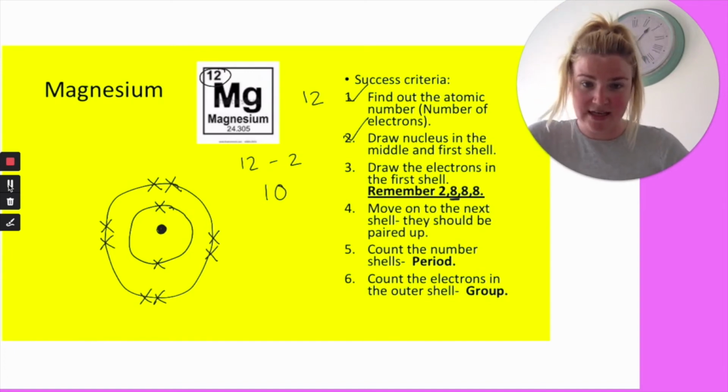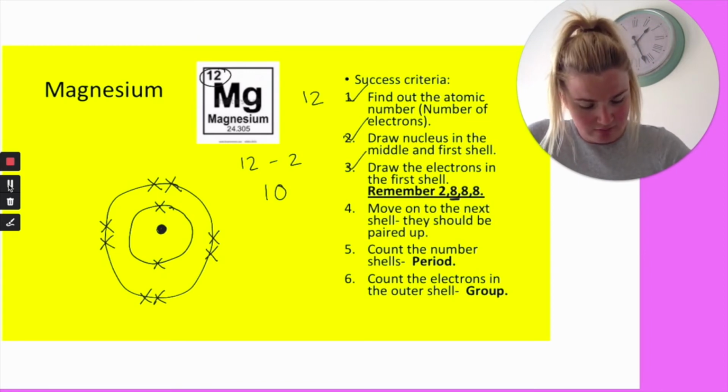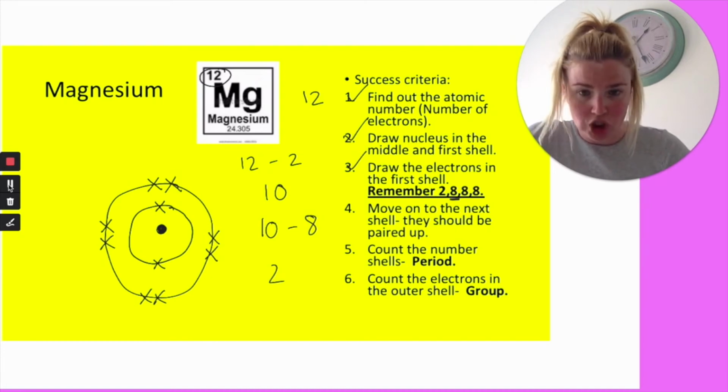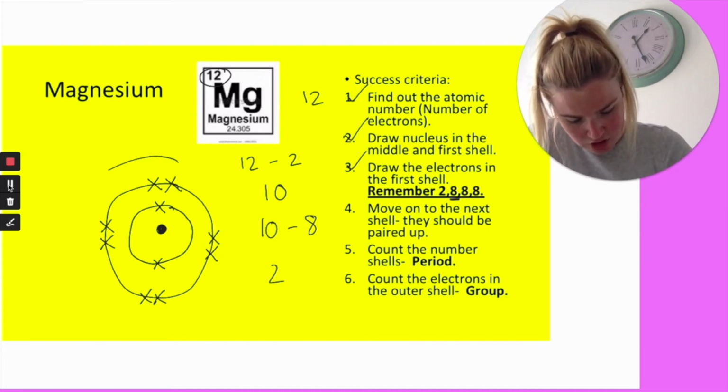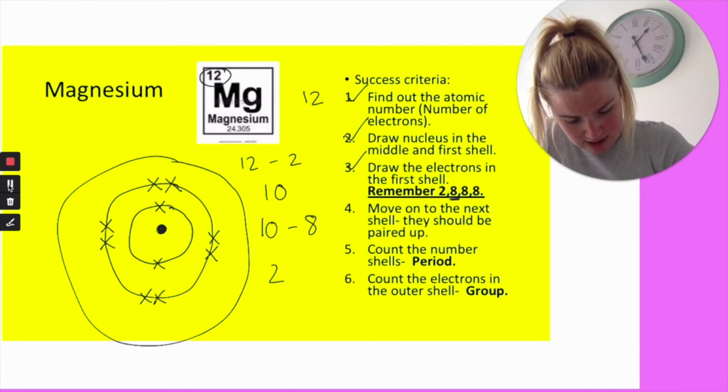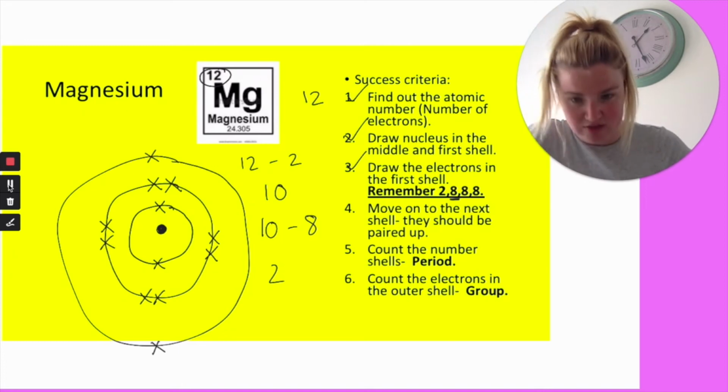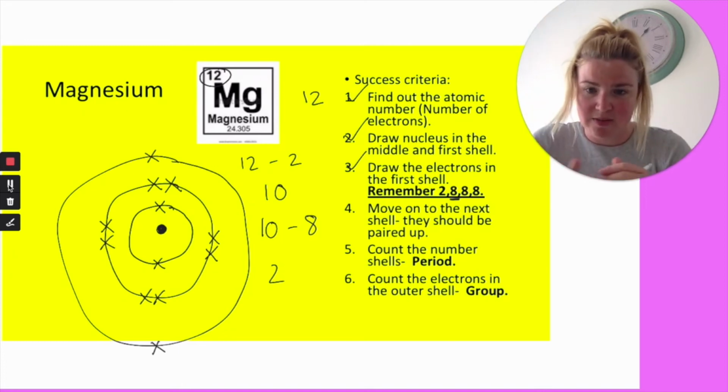I've now put 8 out of my 10 in that shell. So 10, take away 8, I've got 2 left. So I draw another shell and I put 2 in. Okay, you don't have to draw them like that. You could, that's just thinking about spacing them out.